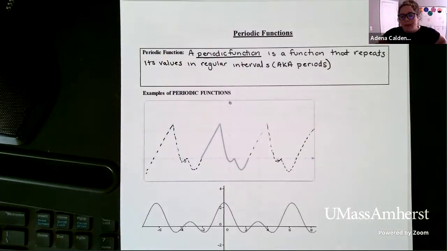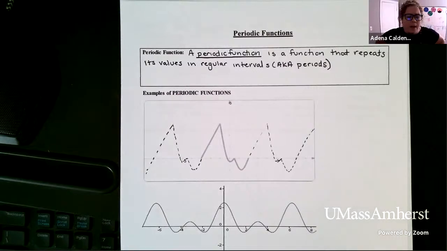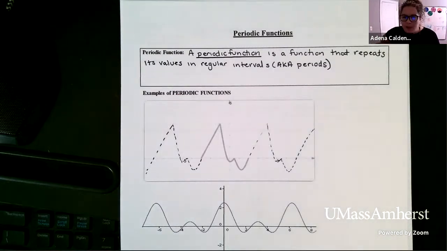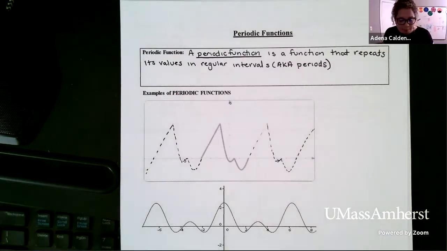Sometimes people recognize trends in things like the stock market or in science and how atoms are moving, and they're able to figure out different things that are incredibly important because the function is repeating. So we're going to start with a couple pictures of periodic functions to give you an idea of what I'm talking about.